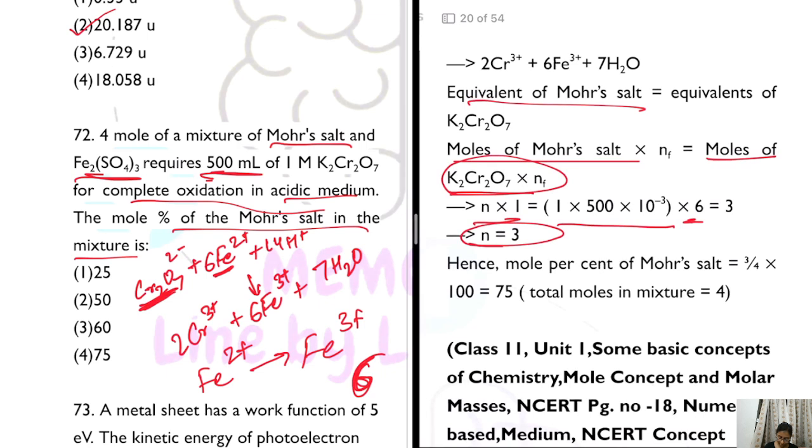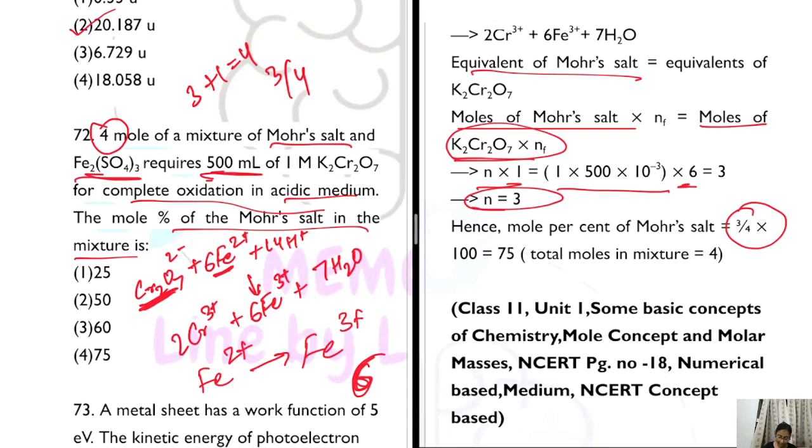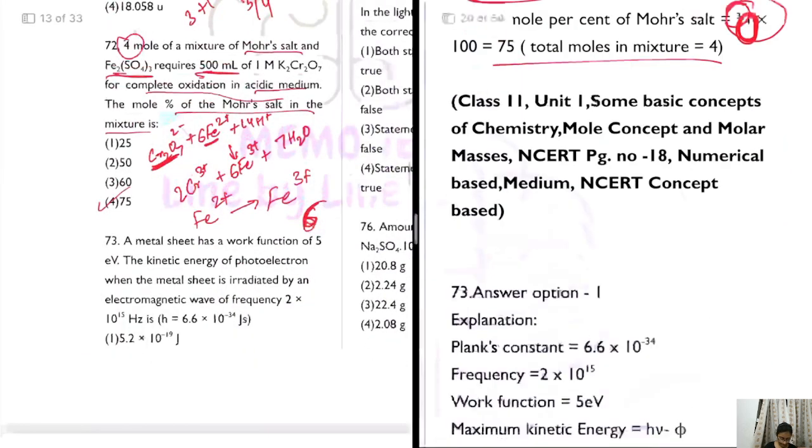So see, now total moles are 4 because 4 mole of a mixture is reacting, and if n equals 3, then total would be 3 plus 1 equals 4. So 3 by 4 would be the moles. That is why we'll multiply 3 by 4 into 100 to get the mole percent: moles of Mohr salt upon total moles into 100. So we will get 75. Let's see the next question.